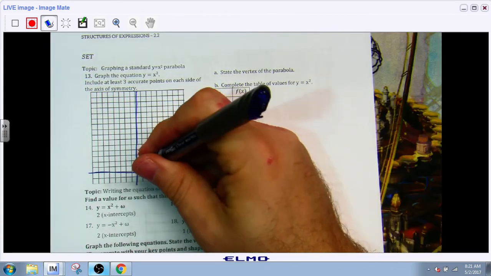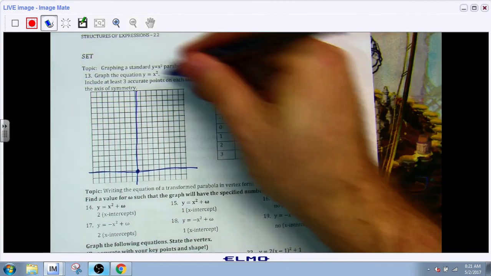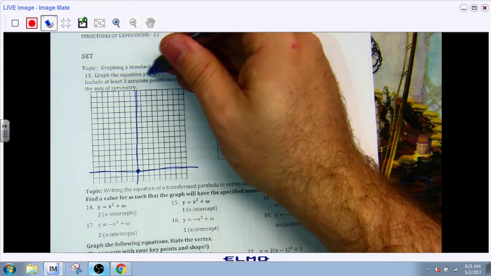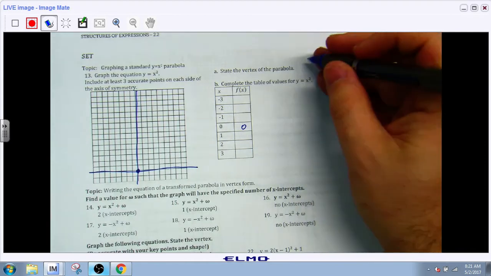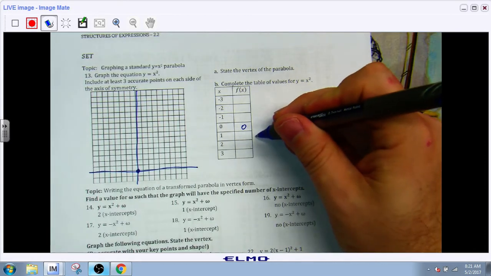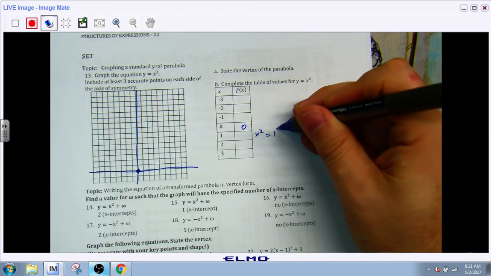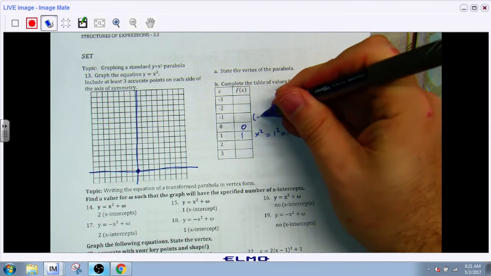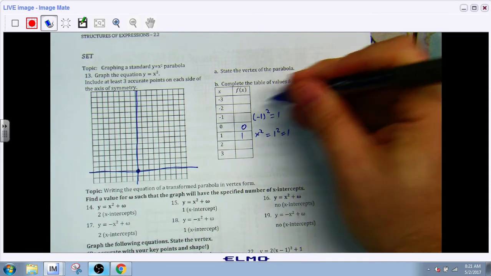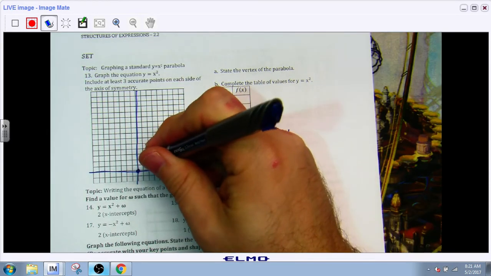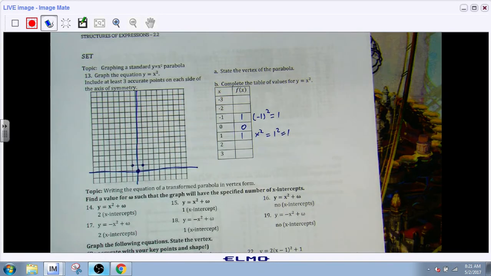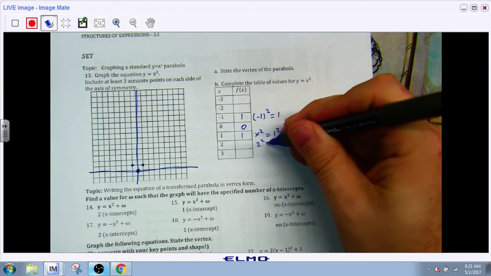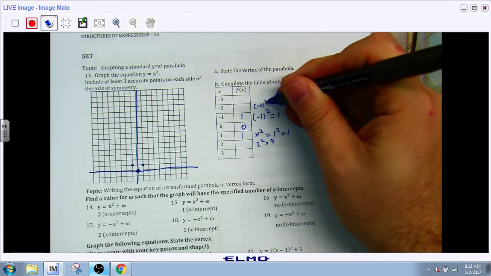I know that my vertex is 0, 0, because when I plug 0 in for x, 0 squared becomes 0. 1 is 1, because this would be x squared, which would be 1 squared, which would be 1. The same thing for negative 1: negative 1 squared is 1. Next, I'll do the 2's. 2 squared is 4, and negative 2 squared is still 4.